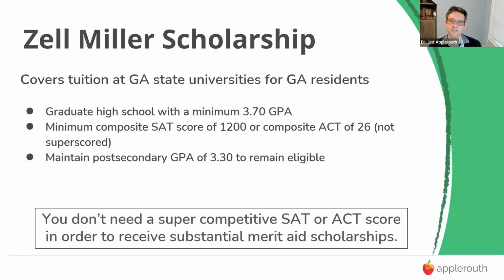I live in Atlanta, and the Zell Miller Scholarship is an amazing scholarship. Given a 3.7 GPA and a 1200 on the SAT or a 26 on the ACT, you get free tuition at the Georgia schools, which is really a big deal. So there are many kids who are applying and going to Georgia. An important thing is to maintain that college GPA of 3.3. If you go under that, you lose the Zell. And I've seen kids try to claw it back after a year, because free tuition is really an amazing thing for kids.